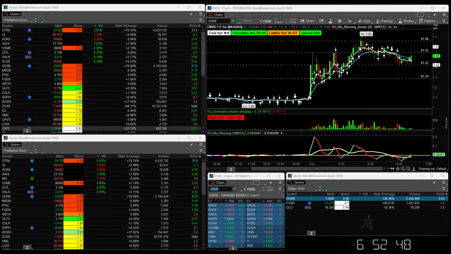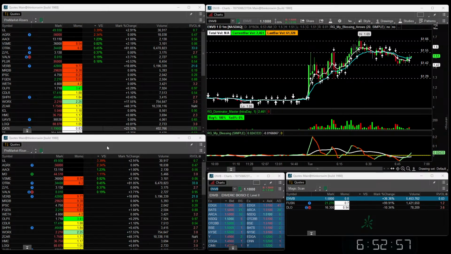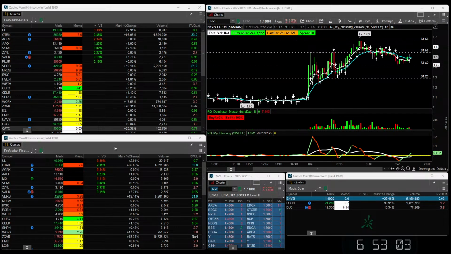Mara's a good stock. Been playing it for a long time. It's something you can rely on when you catch it at the bottom. Around that $8-9 range. Sometimes it'll go all the way up to $16, $18.